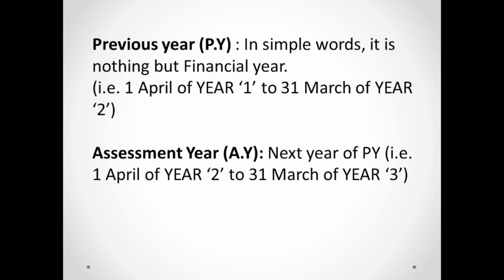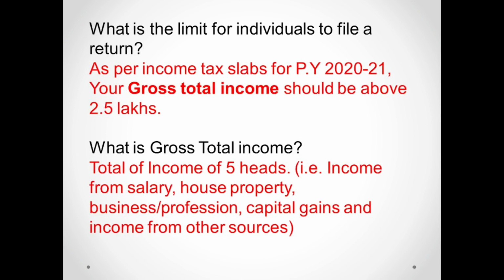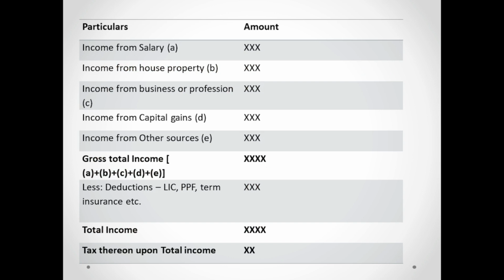So now you are clear about what is previous year and what is assessment year. Now let's get to the limit above which individuals need to file the return of income. As I already stated in my first video, as per the income tax slabs of previous year 2020-2021, if your gross total income is above 2.5 lakhs, you have the obligation to file the return of income. Now, what is gross total income? That is nothing but the total of income under 5 heads: income from salary, income from house property, income from business or profession, income from capital gains, and income from other sources. The figure arrived at here is the gross total income. If this exceeds 2,50,000, you have the obligation to file your return of income.